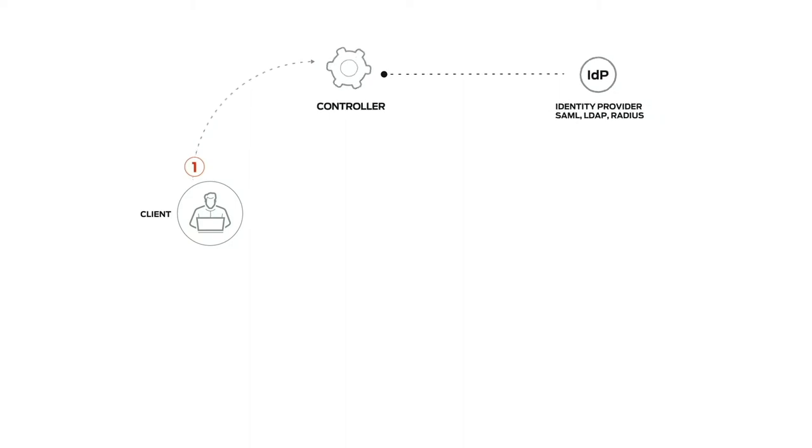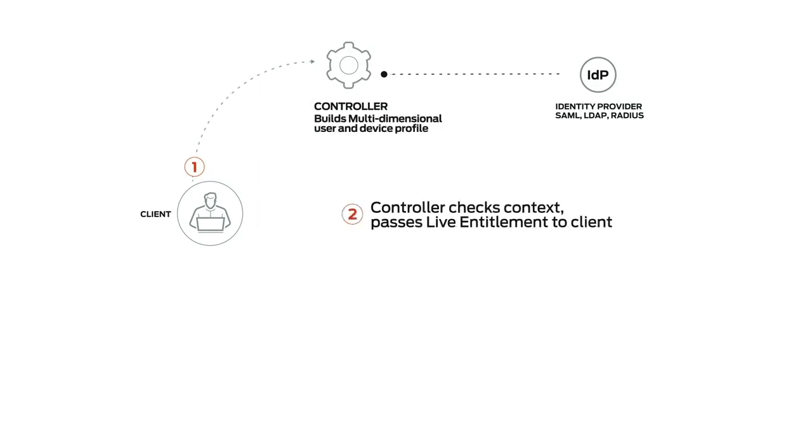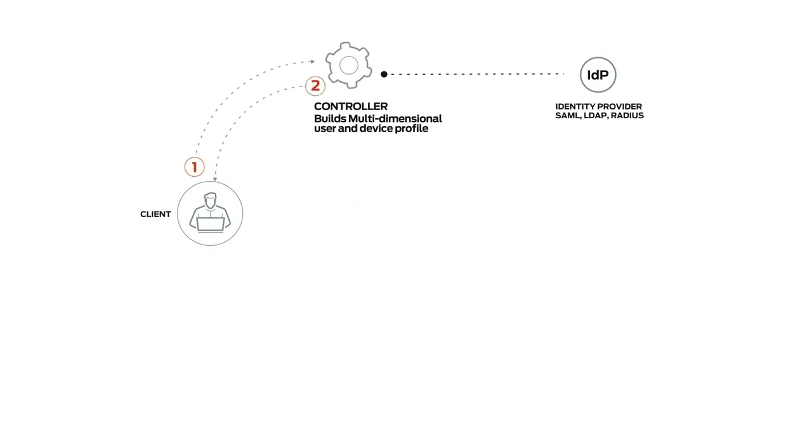The controller then checks user context, performs a deep device posture check, and pulls in data from any third-party sources like an ITSM, a SIM, or other security tools. Based on this multi-dimensional identity profile, the controller generates what we call a live entitlement token and sends it to the client via a signed certificate.